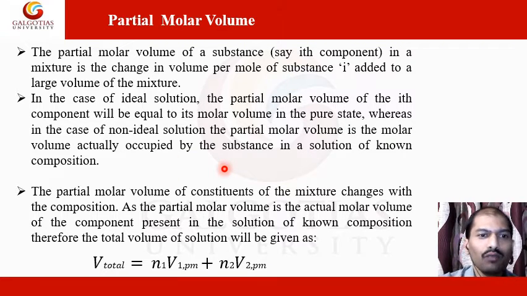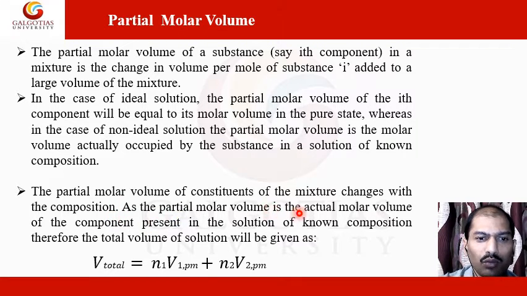So in case of an ideal solution, the partial molar volume of the ith component will be equal to its molar volume in the pure state, whereas in case of a non-ideal solution, the partial molar volume is the molar volume actually occupied by the substance in solution of a given composition. So here the partial molar volume of a constituent of a mixture changes with the composition. So this will change according to the composition as well.